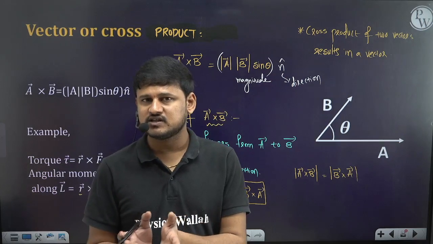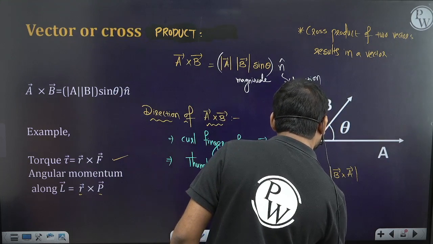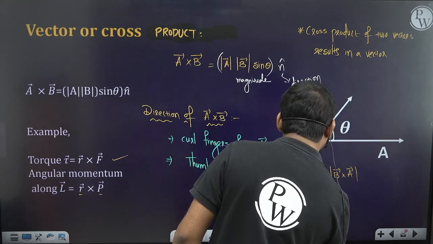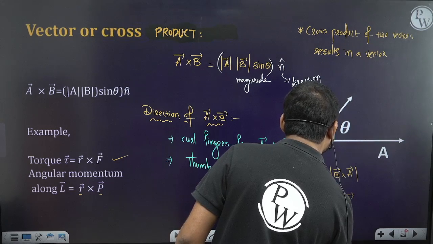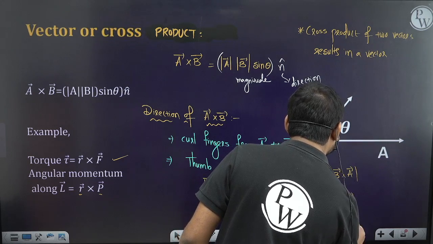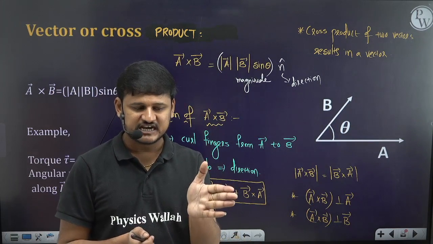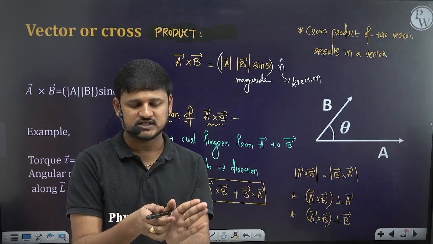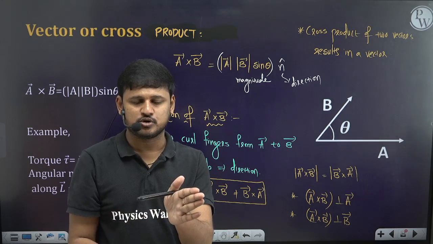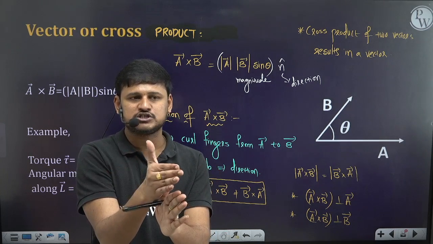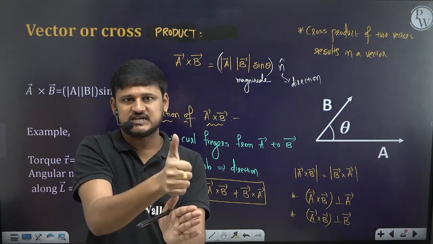And one more important thing. Whatever the A cross B is, it will be perpendicular to vector A as well as perpendicular to vector B. The resultant will be perpendicular to the two given vectors. Just imagine this is vector A, this is vector B. If these two are placed on a notebook, considering it a plane, then the resultant A cross B is in this direction.